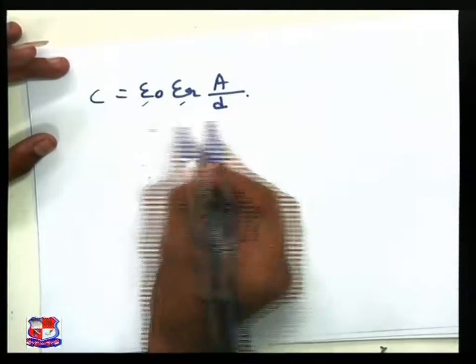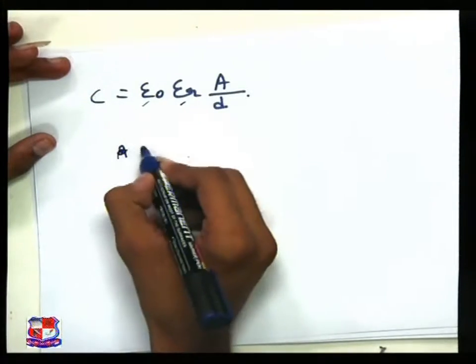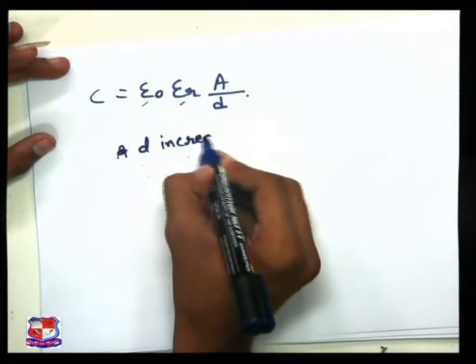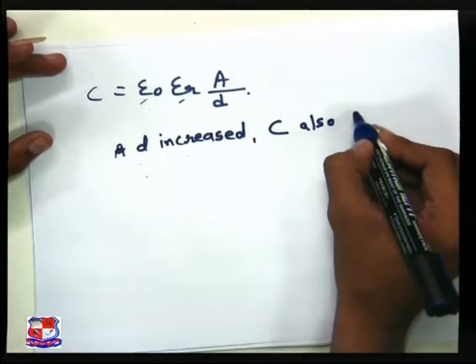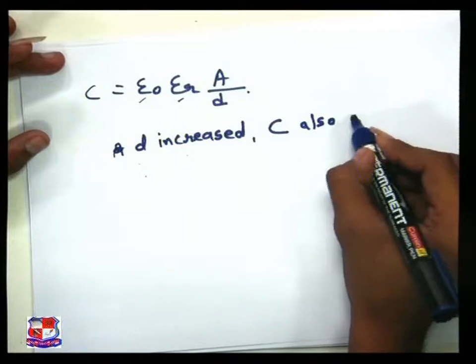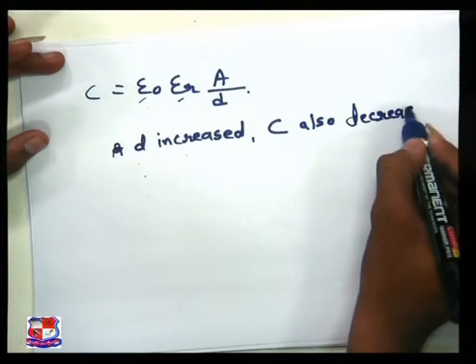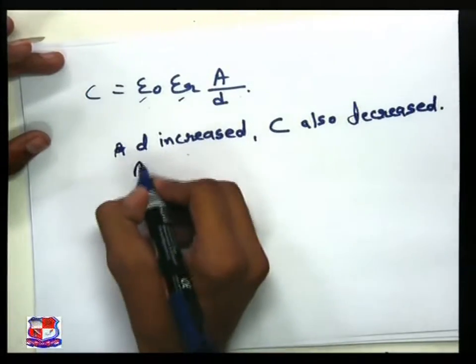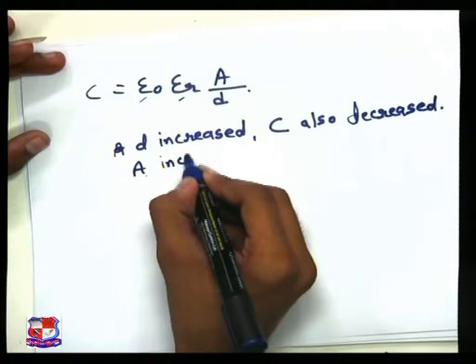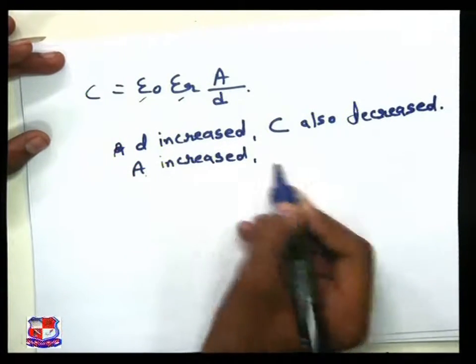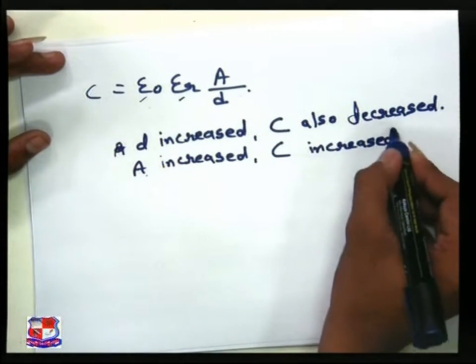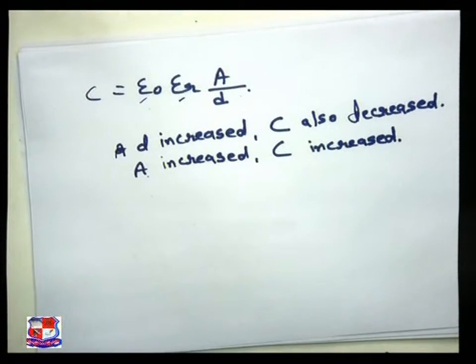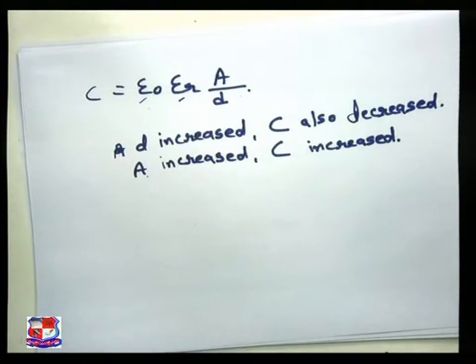So if the distance D is increased, capacitance is decreased. And if the area A of the two plates is increased, then the capacitance C is increased. So that we can say that capacitance is proportional to the area between plates, and capacitance is inversely proportional to the distance between the plates.